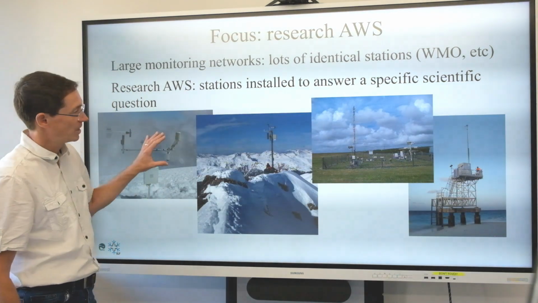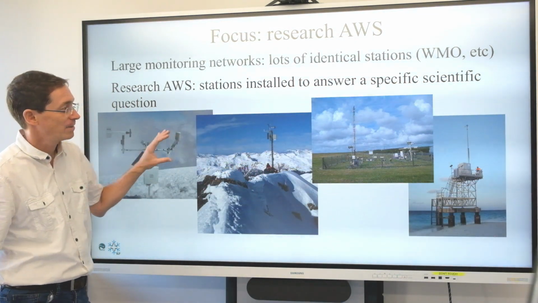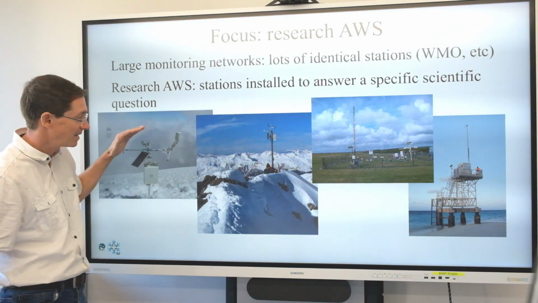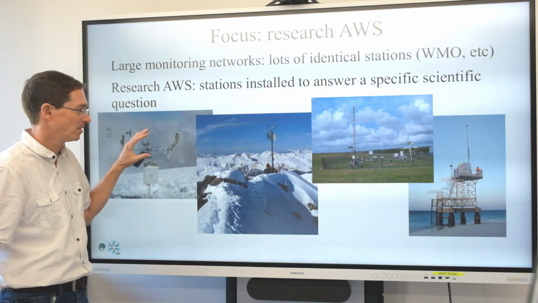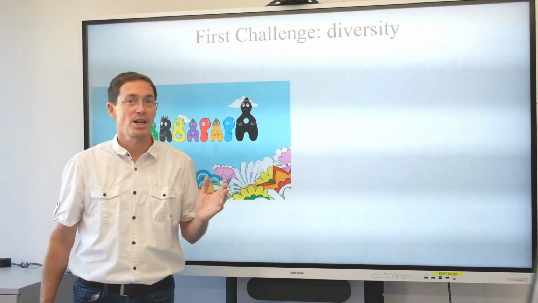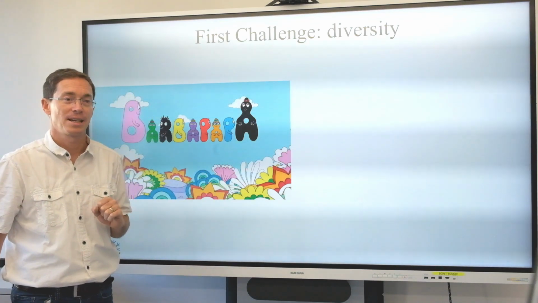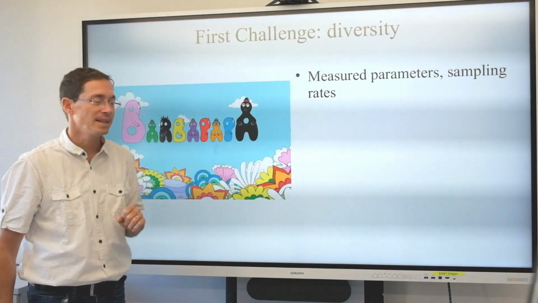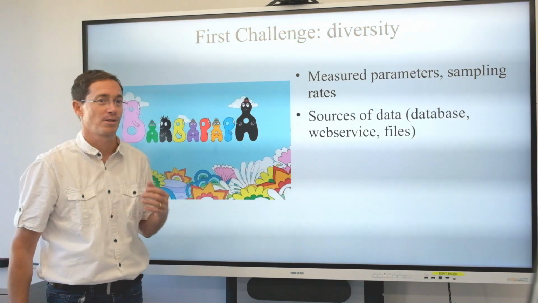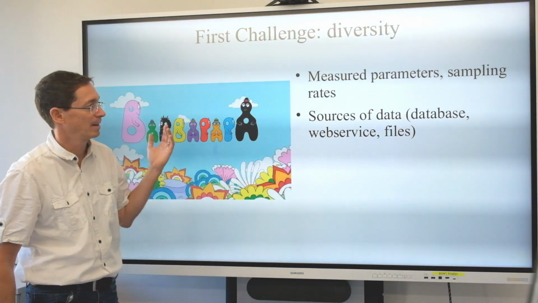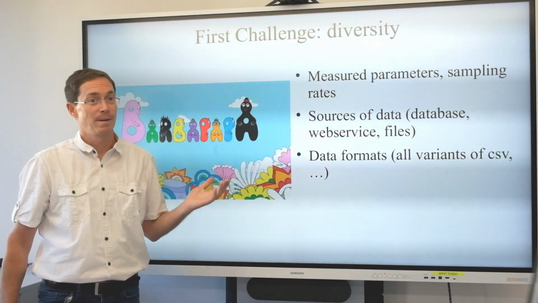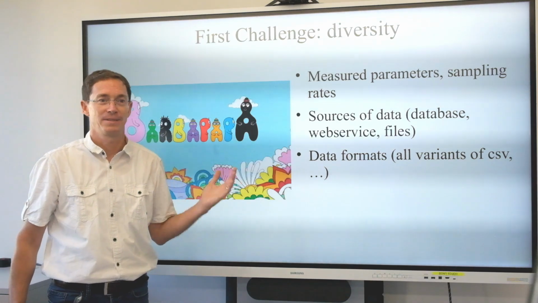If you look at these pictures here, you can notice that every station is different. It's a different setup for every station in terms of height, kind of sensors, and also the surroundings. So the first challenge has to do with diversity: diversity in terms of measured parameters, sampling rates, and sources of data. The data may be coming from a database, web service, or files. If it is coming from files, it's diversity in terms of data formats.